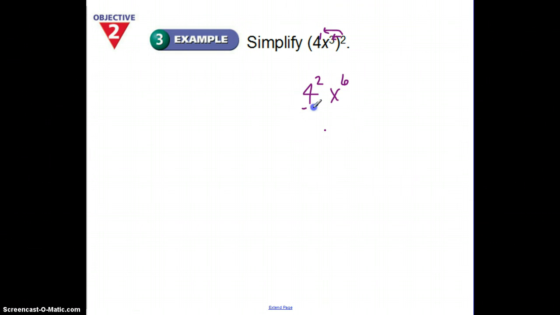Now the only thing we really have to calculate is this part out here. So 4 squared would be 4 times 4, which is 16. So 16 x to the 6th. And that's my final answer.